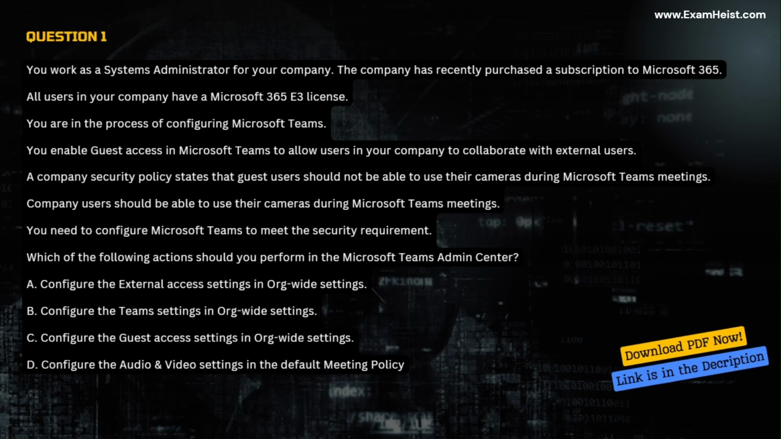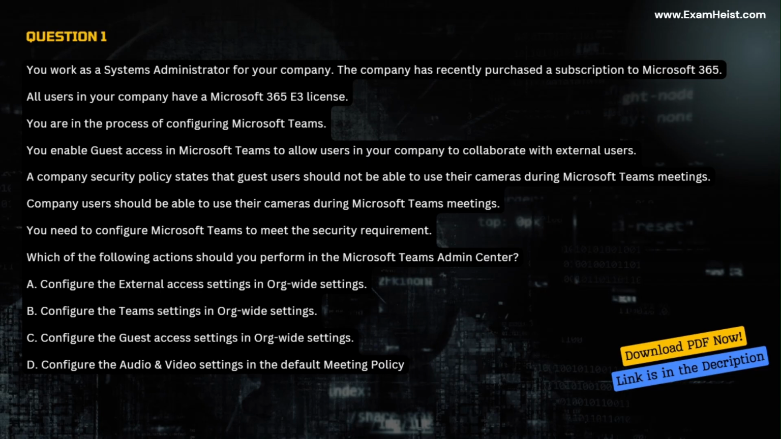Question 1. You work as a systems administrator for your company. The company has recently purchased a subscription to Microsoft 365. All users in your company have a Microsoft 365 E3 license. You are in the process of configuring Microsoft Teams. You enable guest access in Microsoft Teams to allow users in your company to collaborate with external users. A company's security policy states that guest users should not be able to use their cameras during Microsoft Teams meetings. Company users should be able to use their cameras during Microsoft Teams meetings. You need to configure Microsoft Teams to meet this security requirement.